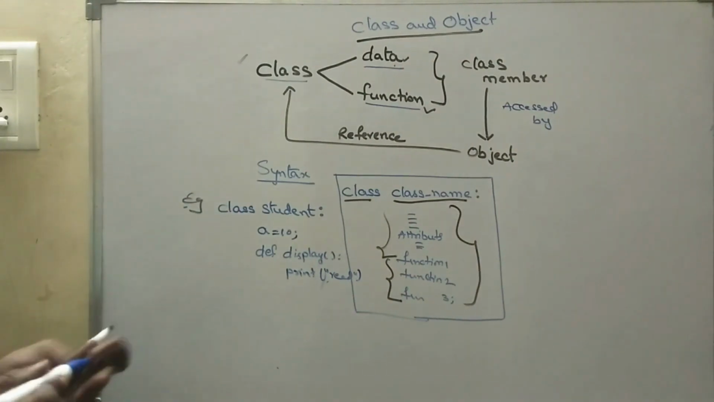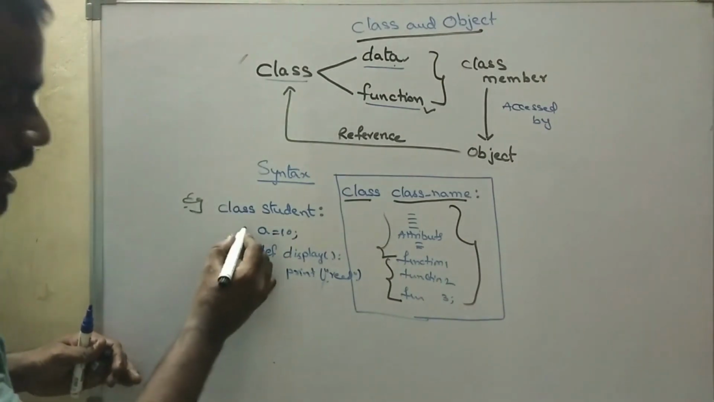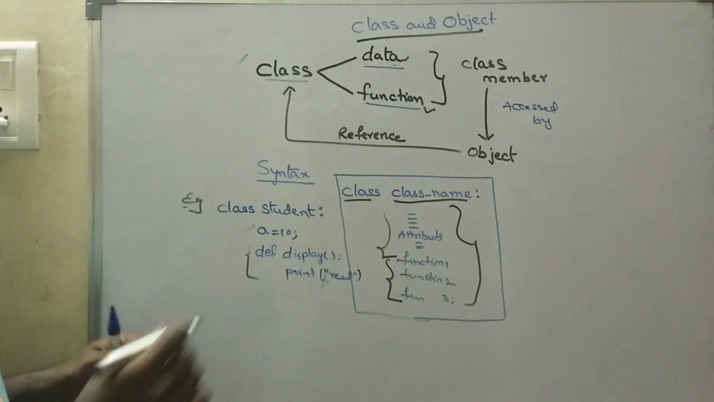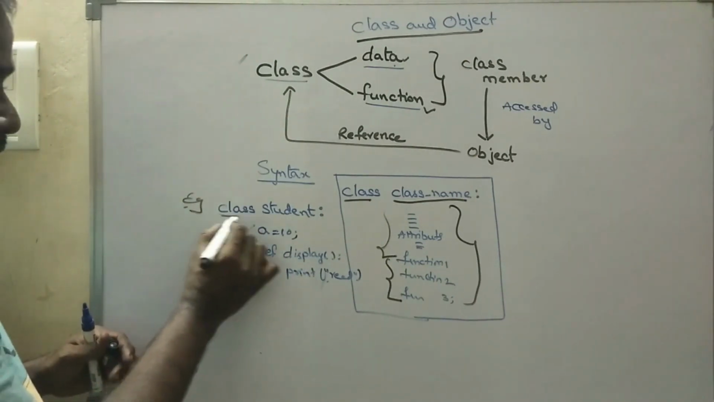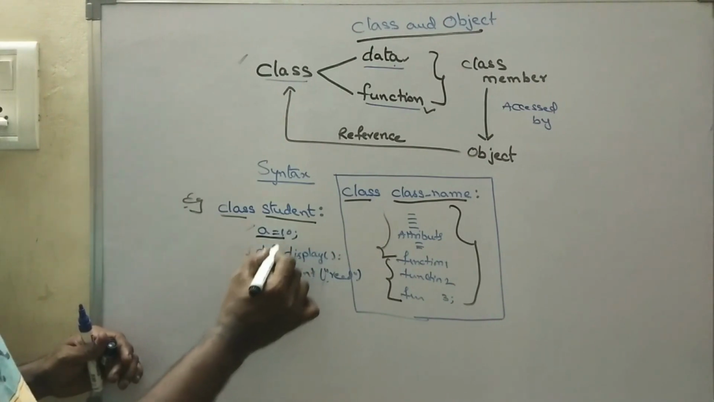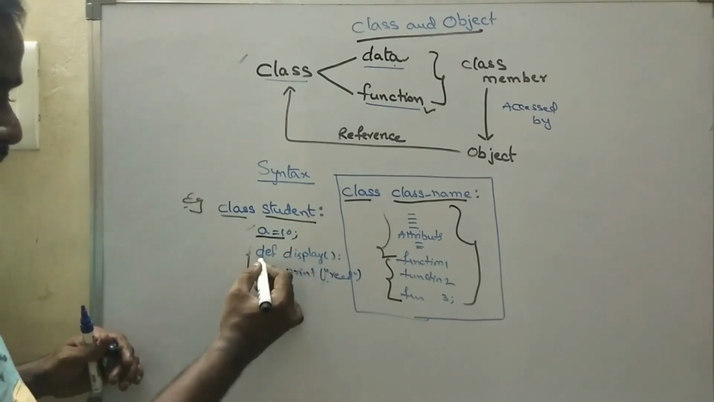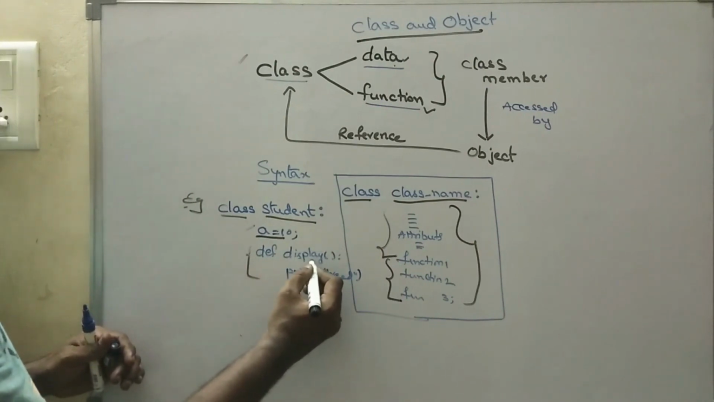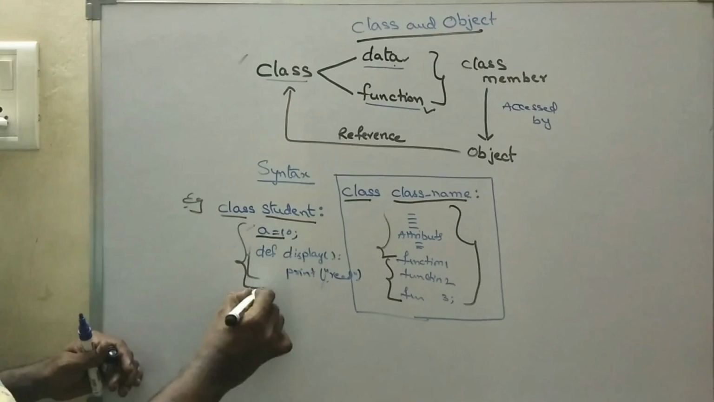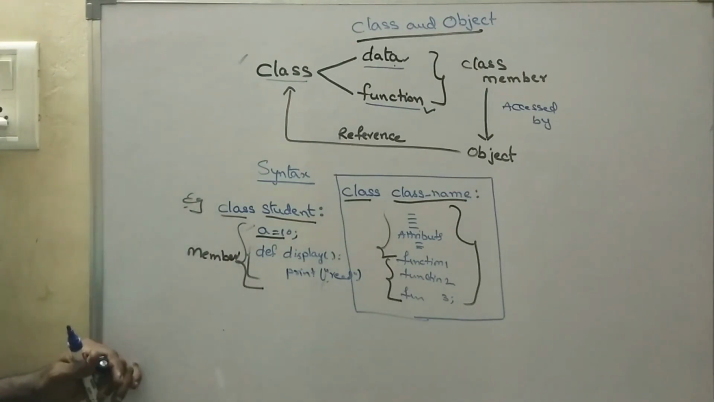Now what is meant by class? A class is nothing but a collection of attributes and functions. How can we create a class? Class space class name, and then the attributes, suppose a equal to 10, and define the function, def, then the function name display. Now I can display something. These are all called class members.